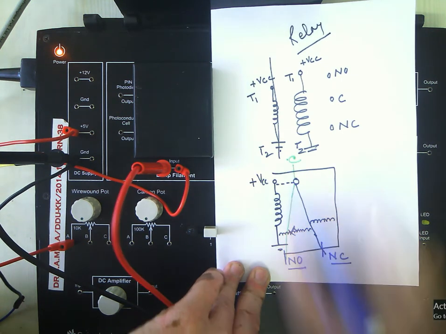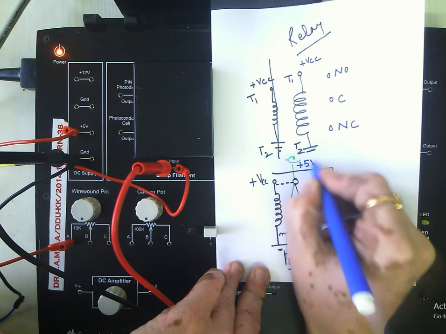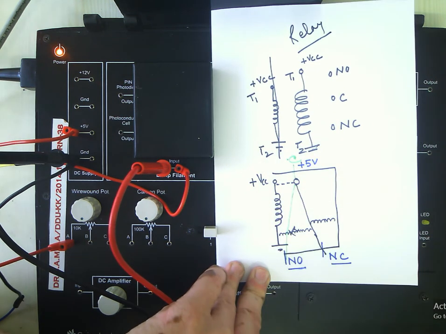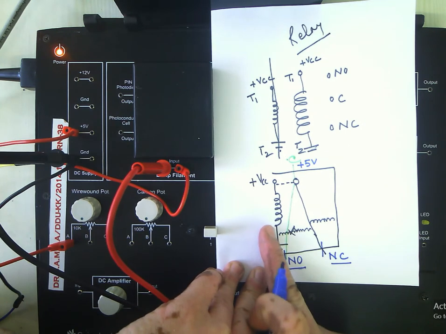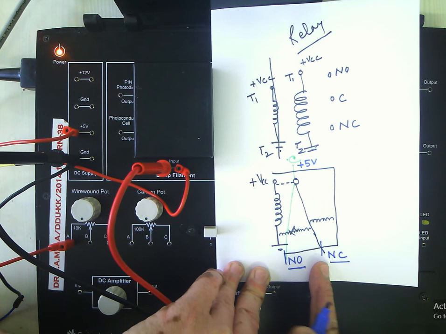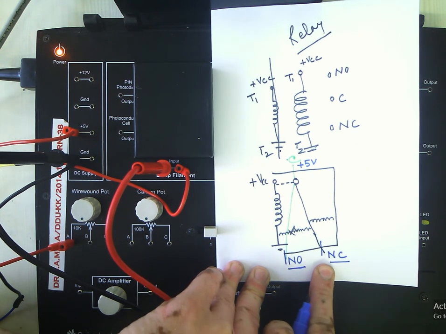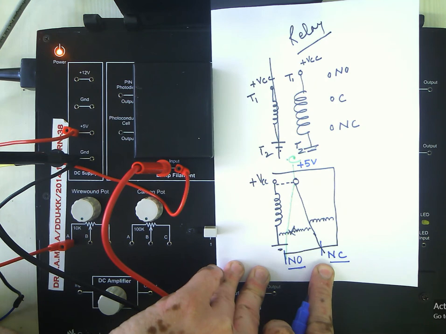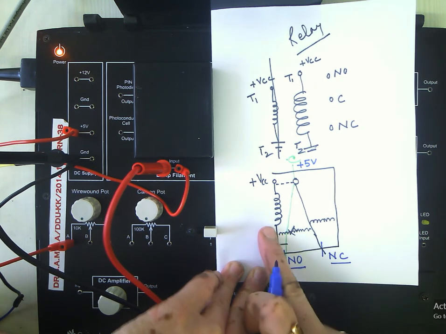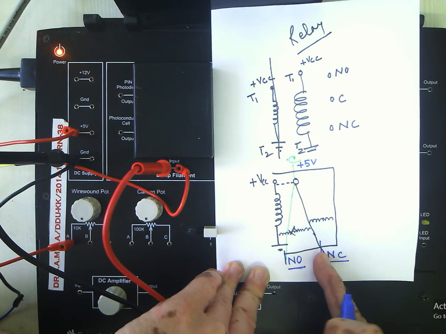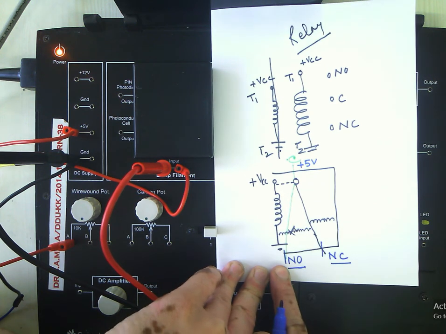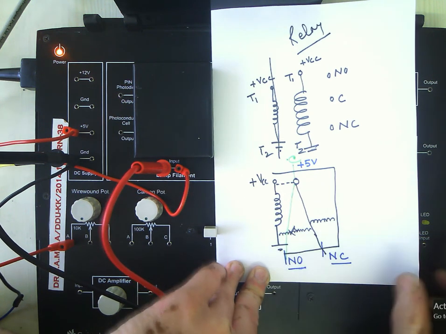So you see, if I connect a 5 volt here at the common terminal, when the coil is not energized, you will have that 5 volt at this NC terminal. And when I apply a signal here in the coil, because of the actuation of the switching element, you get the 5 volt across this NO. So this is the basic operation of a relay.